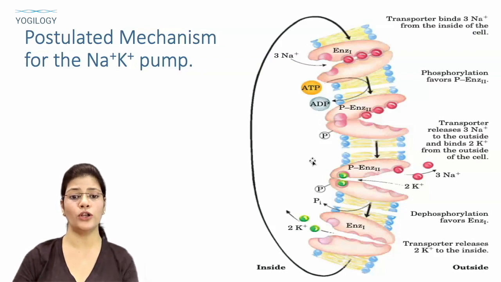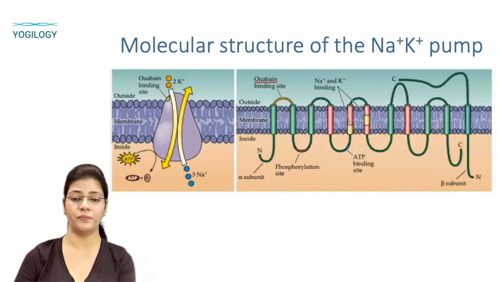Next, let's see the molecular structure of the sodium potassium pump. It is a large integral membrane protein complex made up of at least 2 subunits called alpha subunit and beta subunit, as you can see. Now, the alpha subunit is the larger one and the beta subunit is the smaller one. The primary sequence shows that the alpha subunit spans the membrane 10 times, with most of the molecule found on the cytoplasmic side, whereas the beta subunit spans the membrane once and is predominantly extracellular.